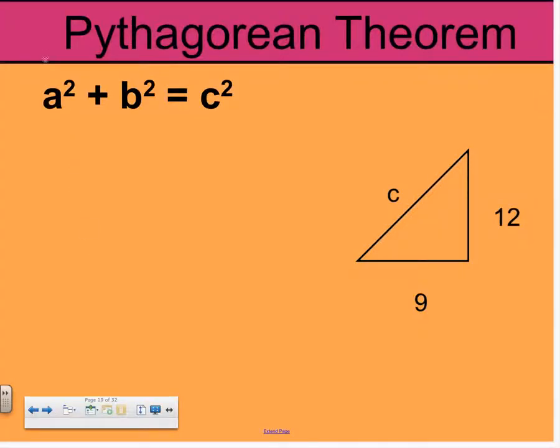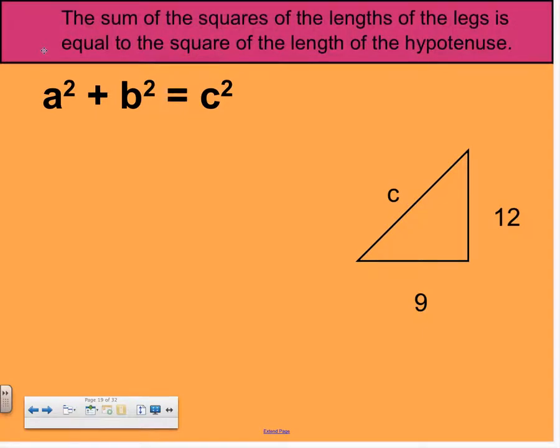So what do we know about the Pythagorean Theorem? We know that the sum of the squares of the lengths of the legs is equal to the square of the length of the hypotenuse. So all of that can be put into a nice, neat little formula. A squared plus B squared equals C squared. And this is called the Pythagorean Theorem.